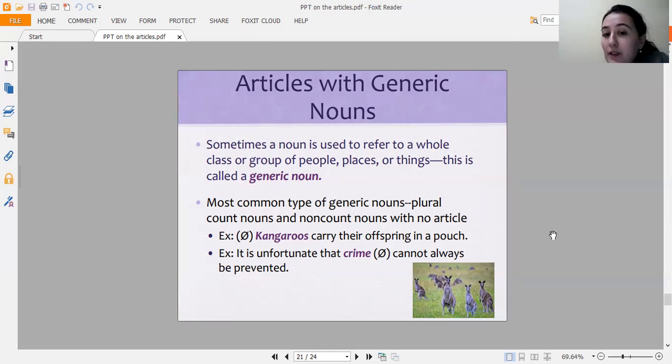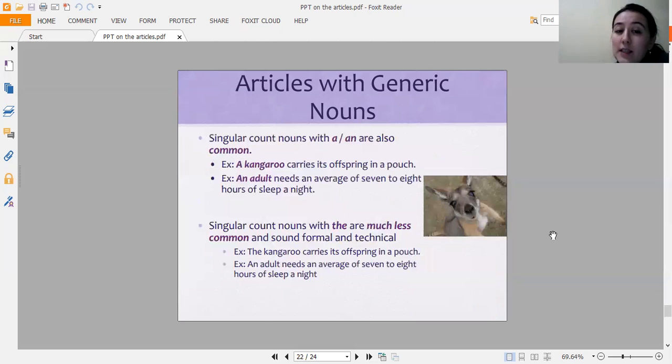It is unfortunate that crime cannot always be prevented. No article is used here. Crime, this is a general term, that's why. Singular countable nouns with a and an are also used as common generics. A kangaroo carries its offspring in a pouch, or an adult needs an average of 7 to 8 hours of sleep. This is not about one adult, one particular, or one indefinite. No, this is about an adult in general, just any adult person. The meaning is any here.